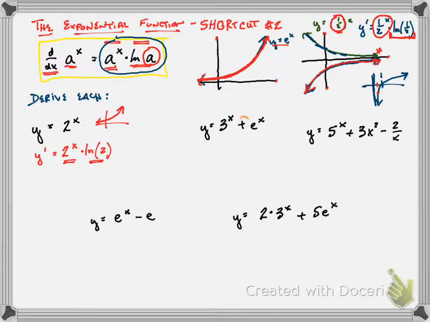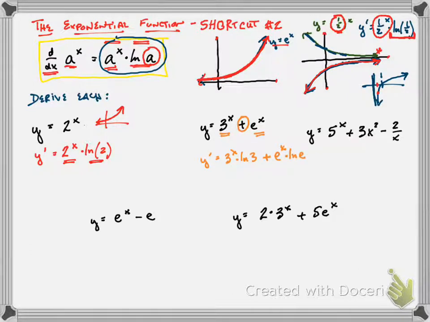So here we've got the sum of two functions. Well, we know the derivative of the sum of two functions is going to be the derivative of the first, in this case, plus the derivative of the second. So we'll derive each separately. If y is 3 to the x, then y prime would be 3 to the x times the natural log of 3 plus whatever the derivative of e to the x is. Well, the derivative of e to the x is e to the x times the natural log of e.